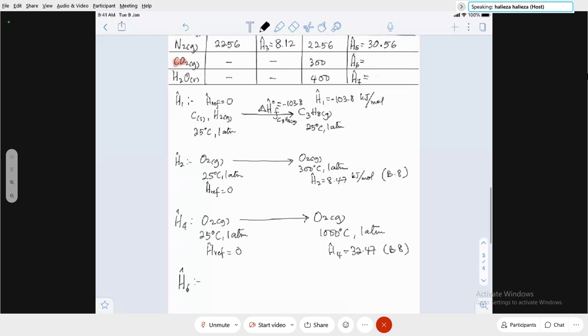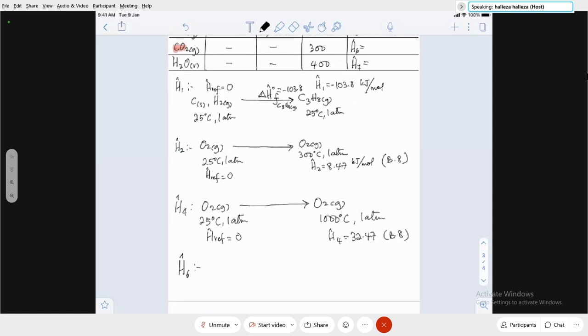So now we're looking at H6, carbon dioxide. You start from your elements, carbon solid and oxygen gas, at the reference temperature and pressure. Since that is your reference state, your enthalpy is 0. Now we're going to first form carbon dioxide gas at that same temperature, 25 degrees C, 1 atm, because your standard heat of formation is at that temperature. You're going to get that value from appendix B1.